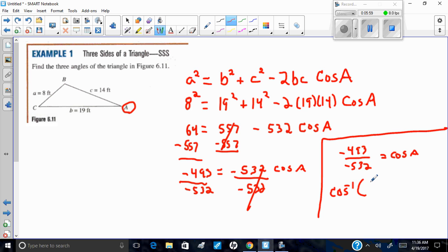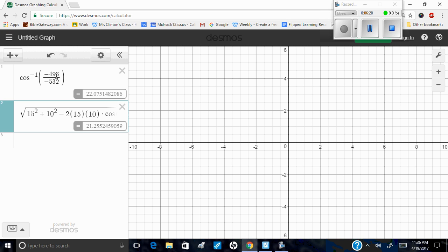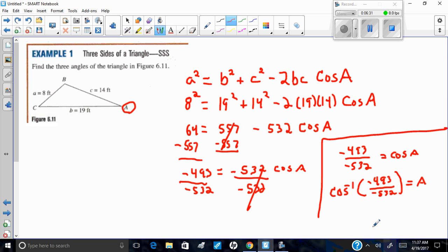So the arc cosine of negative 493 over negative 532 is equal to angle A. Now I've already pre-put that into Desmos, and remember when we're using our calculator to keep it in degrees, because that's what we're working in, not radians. And we can see that our angle is about 22.075. I'm going to round to the nearest tenth and call it 22.1. So angle A is approximately 22.1 degrees.